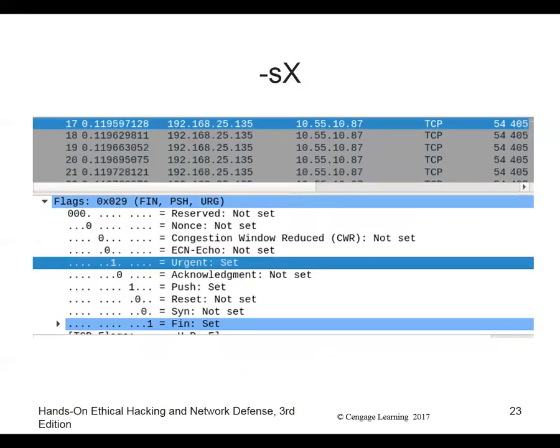All right, and there's the Christmas scan. Now we have the push, the reset, and the urgent all set. You really shouldn't normally see that, but again, it's a special type of scan. Your book does talk about them, and if not, the internet does. Go read about it. This is the one that was on my test: which scan uses blah, blah, blah.